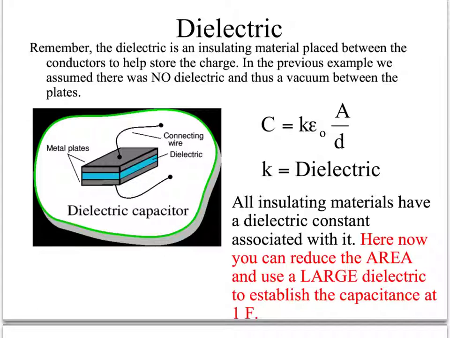In the previous example, we assumed that no dielectric was used, and thus we had a vacuum between the plates, or simply air. If we place a dielectric between the two conducting plates, that's also going to slightly change our equation. We're now going to add a K to our equation. This K is the dielectric constant. This constant will change based on what kind of material we're using.